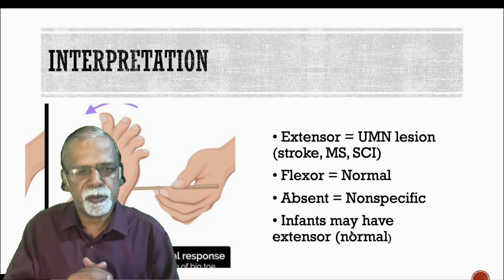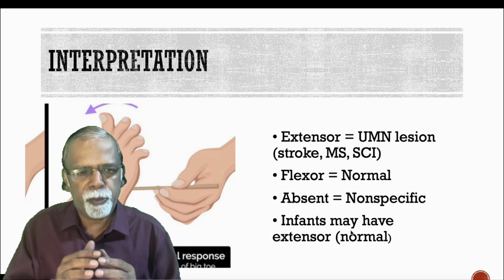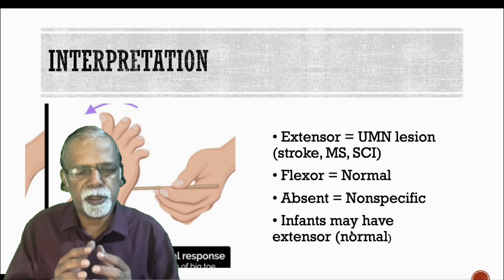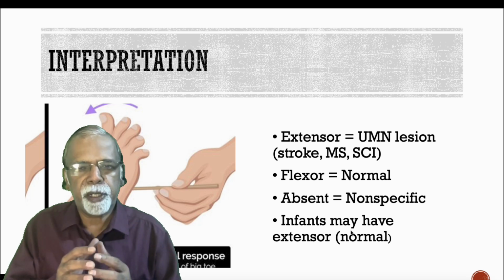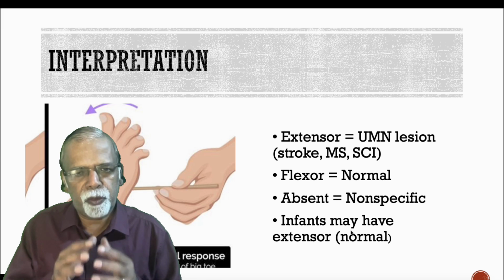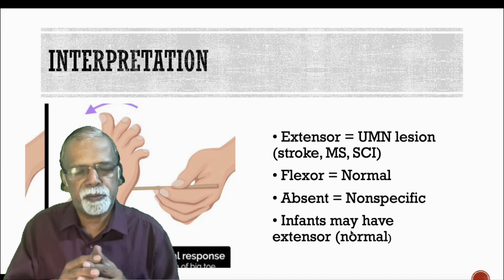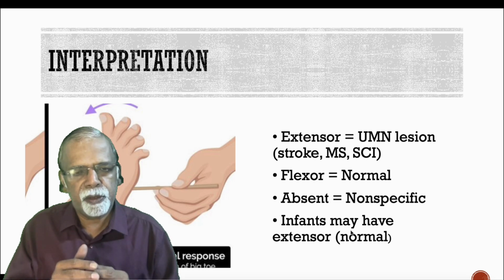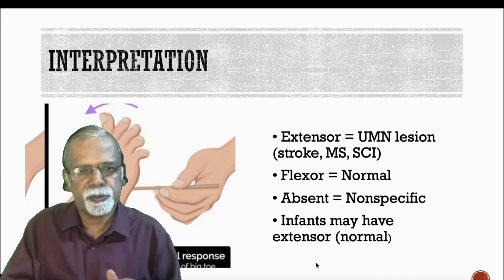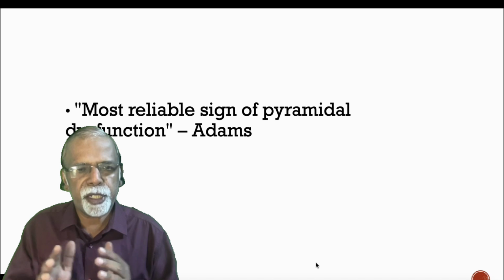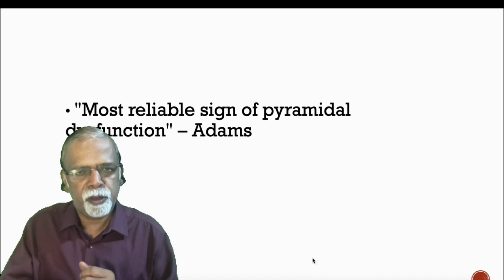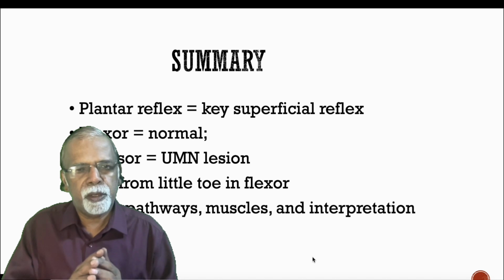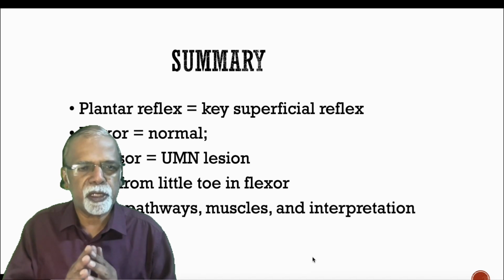Infants may have an extensor response because myelination of the pyramidal tract is required. Flexor reflexes are there in the spinal cord, and these are inhibited by the pyramidal system. For that, myelination is important. Once the corticospinal tract is damaged, the extensor reflex comes. It is the most reliable sign of pyramidal dysfunction, as per Adams. So in summary, the plantar reflex is a key superficial reflex.